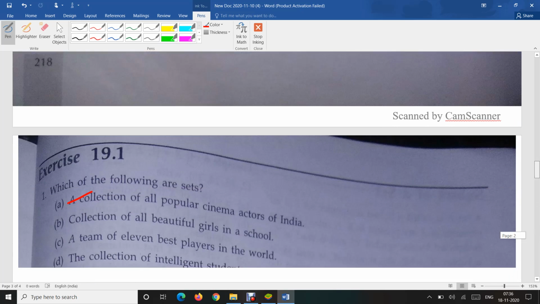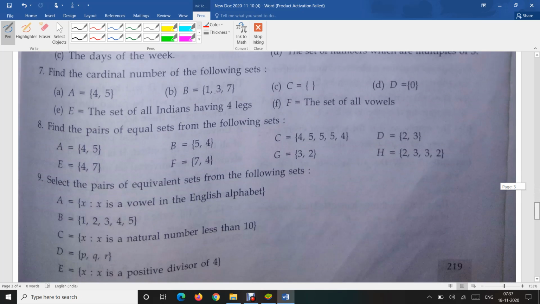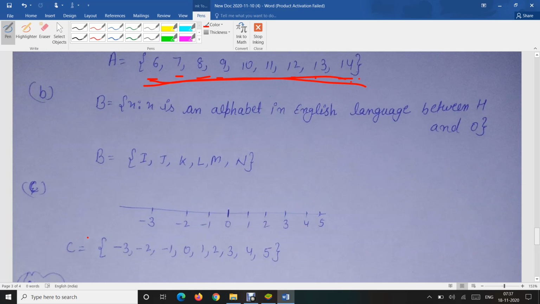The next is part B, and part B is saying B is equal to the set of all x such that x is an alphabet in the English language between H and O. That means we have to write down alphabets from H to O, between H and O. That means after H, between H and O. That means we have to write the alphabets which fall between H and O, that means after H and before O.